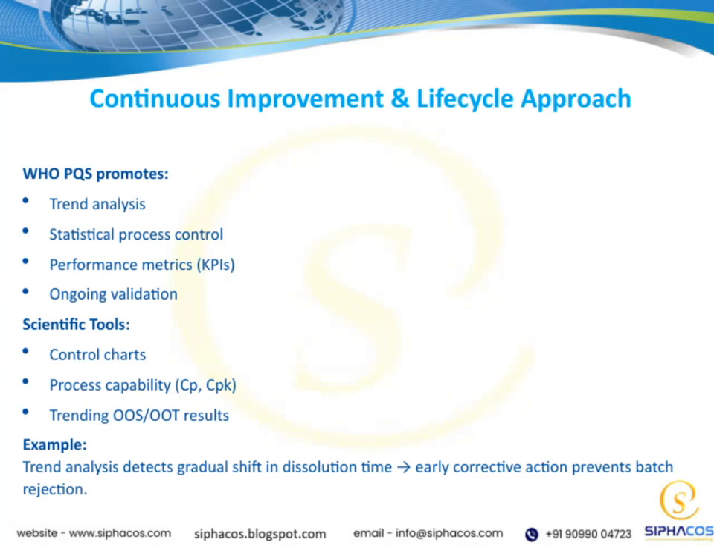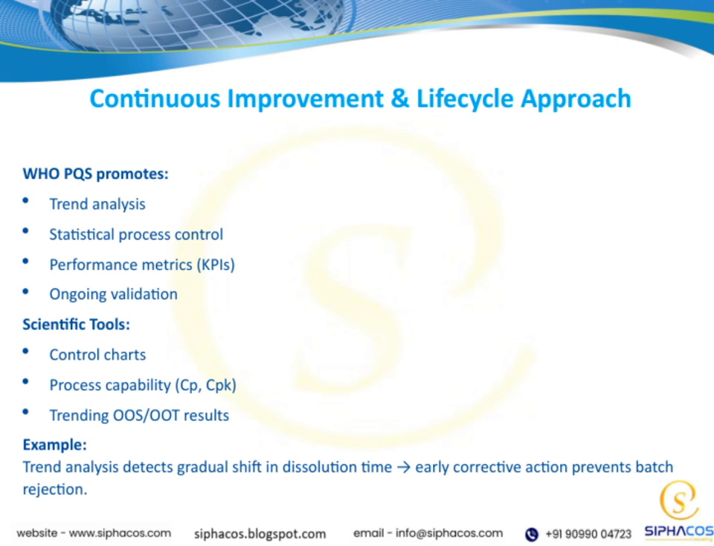Let's talk about the importance of continuous improvement and taking a life cycle approach. PQS actively promotes several key practices to ensure quality remains high over time. These include trend analysis, which helps us identify patterns or shifts in our data before they become bigger issues. We also utilize statistical process control, or SPC, to monitor our processes in real time and maintain consistency. Performance metrics, or KPIs, are essential for measuring how well our processes are performing against our goals.